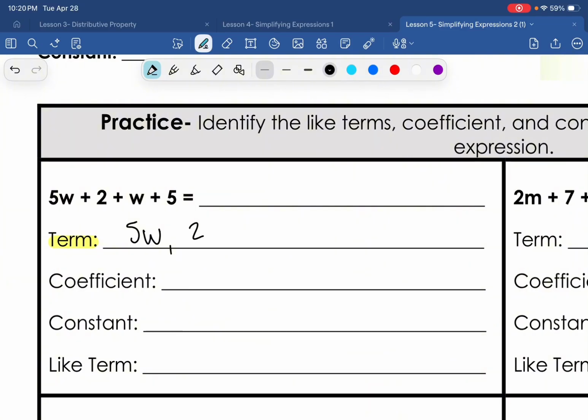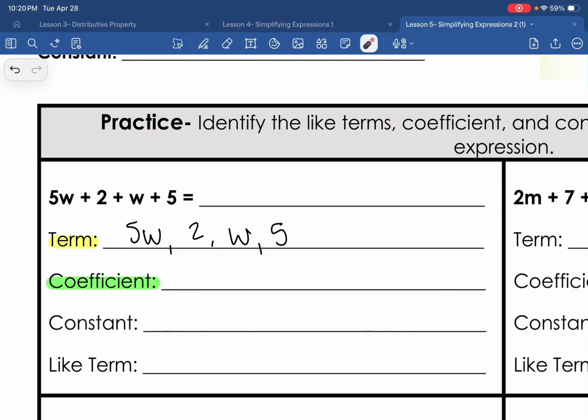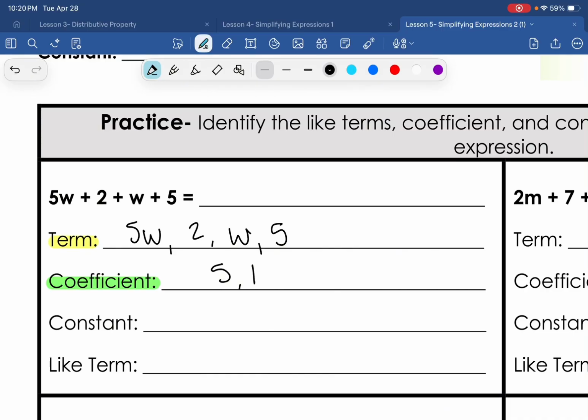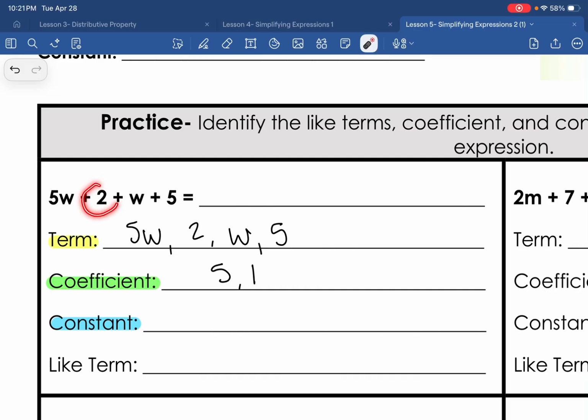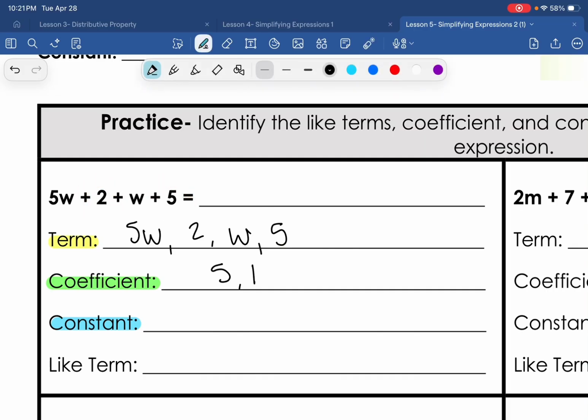So we're going to write them all down. Now, coefficients are the numbers in front of a variable. So 5, and remember there's an invisible 1 in front of the w. So our two coefficients are 5 and 1. Now, constants are numbers by themselves. No variable, right? No letter. So it looks like we only have 2 and 5.